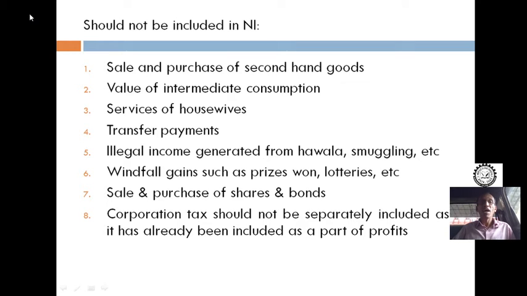Number two, value of intermediate goods. The value of raw materials, the value of intermediate goods are not to be included in the national income. Otherwise, they may lead to double counting.